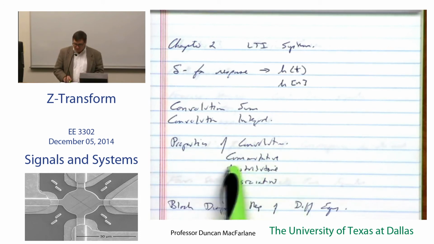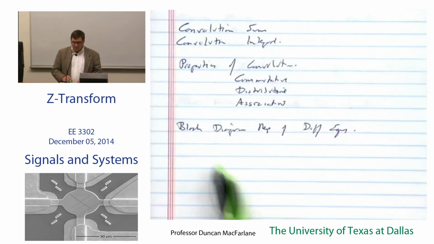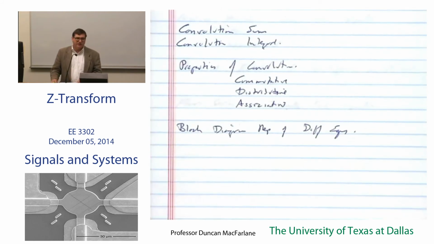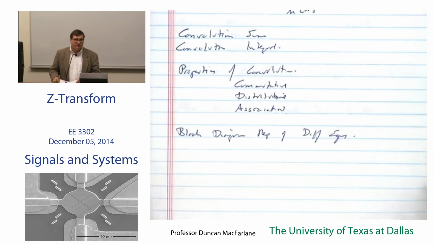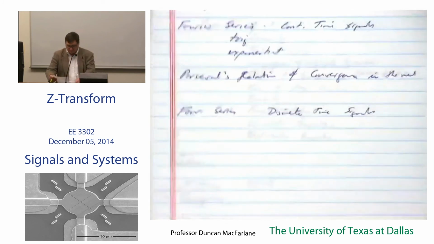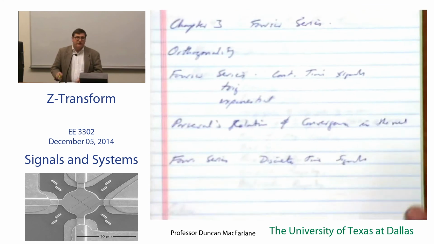Properties of convolutions: commutative, distributive, associative. And then even today, we were looking at block diagram representations of differential equations, difference equations, signal flow diagrams, and so on. Okay? Fourier series.